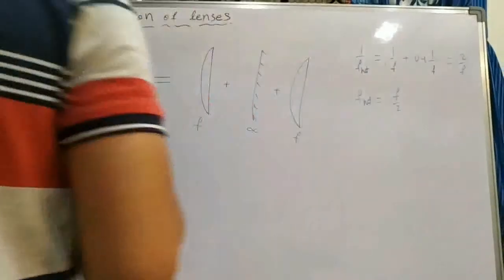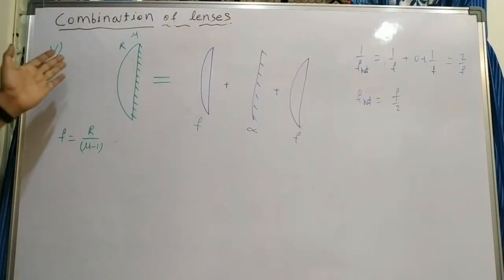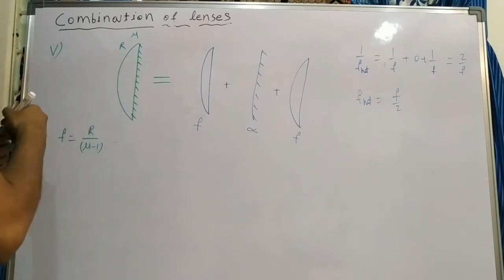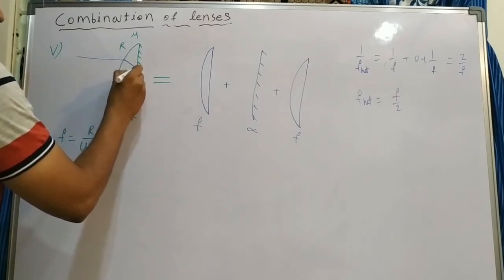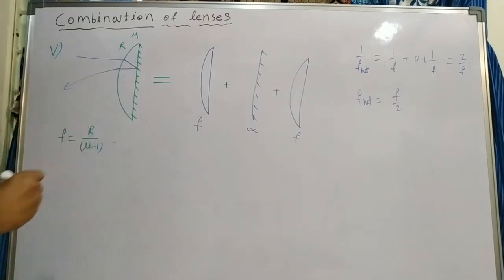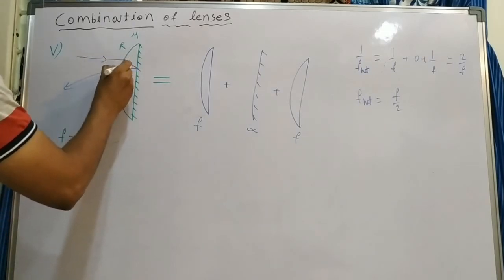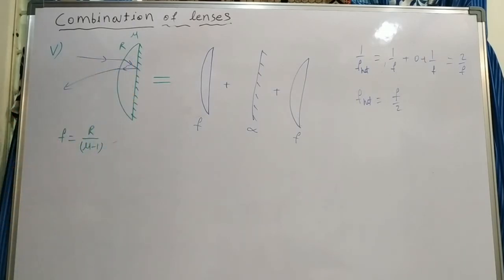But where the final image forms, it behaves like a concave mirror. Why? Because you see the light ray enters inside and reflects back. Suppose the light ray enters here, it will be refracted like this, and it comes outside like this. So the image forms on the same side. That is a real image, and a real image on the same side means it behaves like a concave mirror of focal length f by 2.